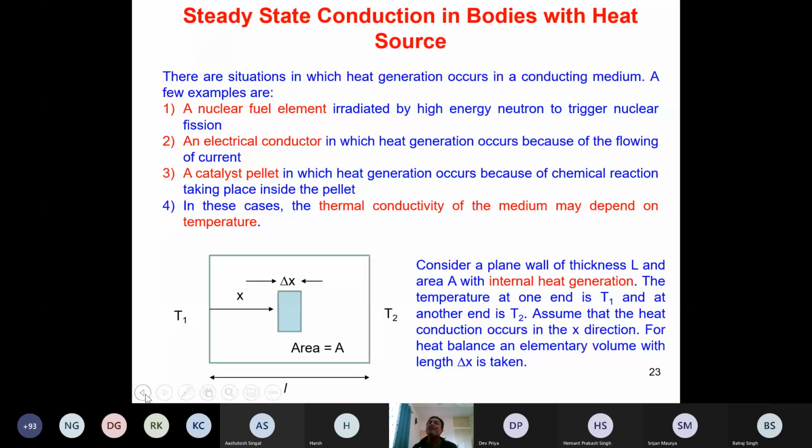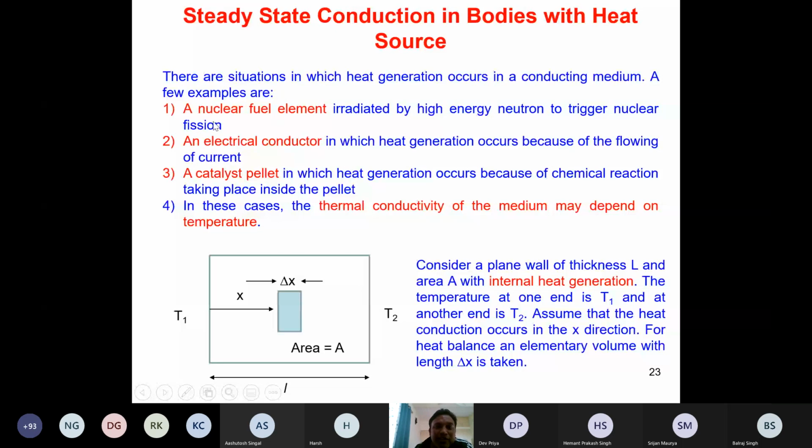Now let us move to a slightly more complicated case where in addition to the usual things which we have seen so far, let us assume that there is a heat generation present. There is no accumulation, but there is a heat generation. Now, such cases are very important because such cases are commonly seen in the process industry.